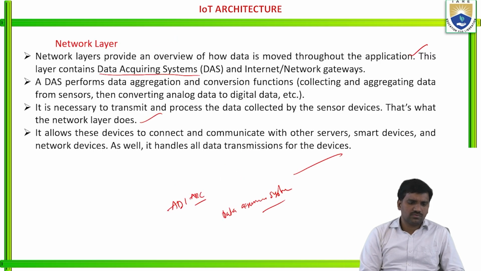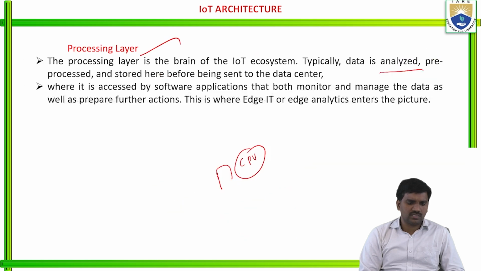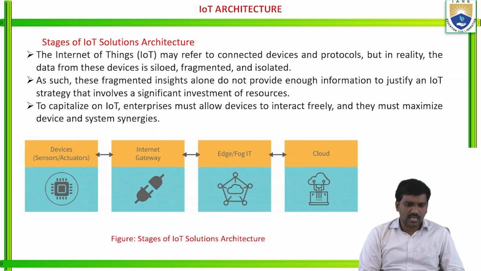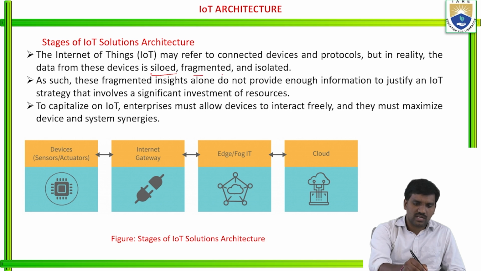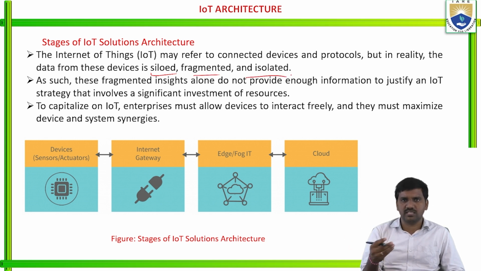So these are the four types of layers: sensing, network, processing, and application layer. The last one is the stages of IoT solution architecture. We have a solution for a particular problem in IoT. The Internet of Things may be referred to as connected devices and protocols, but in reality, the data from these devices is siloed, fragmented, and isolated. We have to decrypt or decode the data. With isolated data, we can fetch and track the data from a bunch of data.